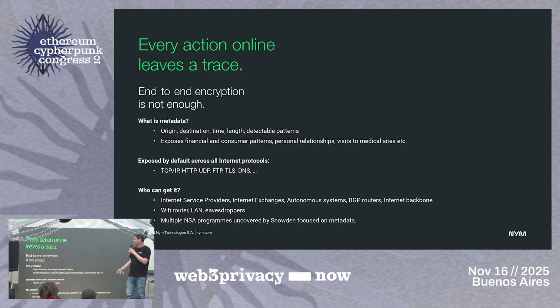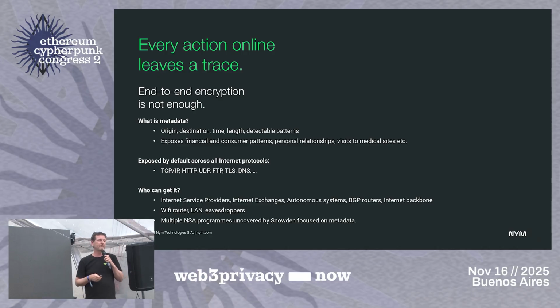So, digital privacy is broken, and without privacy on the network, not just the blockchain, every action online leaves a trace. End-to-end encryption is not enough. We have a huge problem with the metadata leak. Basically, metadata tells everything they need to know about the origin, destination, time, length, and detectable patterns, and exposes financial and consumer patterns, personal relations, and all kinds of personal data. We are going to see that if they have enough metadata, they really don't need to decrypt the data of our communications.